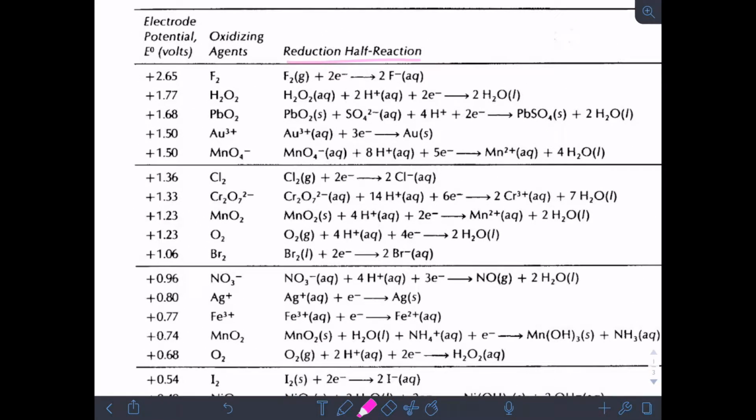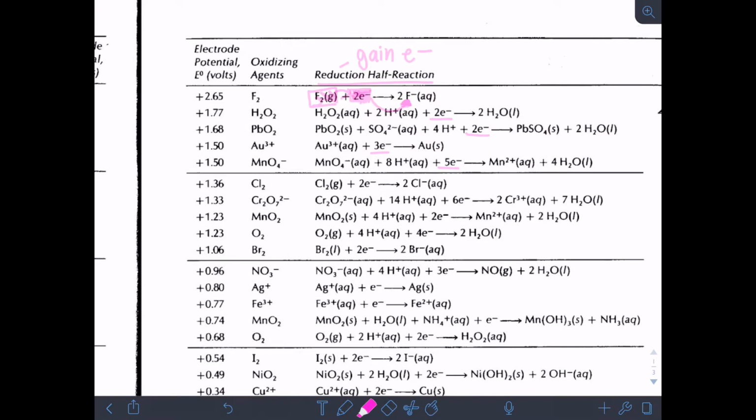And you'll see here on the reduction half reactions that the electrons appear on the reactant side of the chemical equation. To reduce means to gain electrons. So they appear on the reactant side because the reduced species is gaining the electrons to convert into a different species, the reduced form. So you'll see on this side that the electrons always appear on the reactant side. So that's the general format of our half reactions for oxidation and reduction.